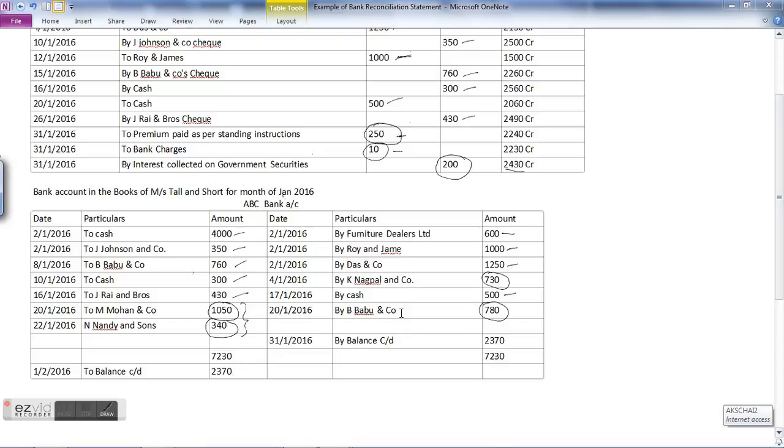Now if we see the bank account, there are two transactions on the credit side. So what has happened is there are two transactions on the credit side of the bank account which are not there in the bank statement. One is 730 and one is 780. Checks have been issued to the parties, that is K Nagpal and B Babu, but they have not yet deposited them in their bank accounts. So now this we need to include in our bank reconciliation statement.